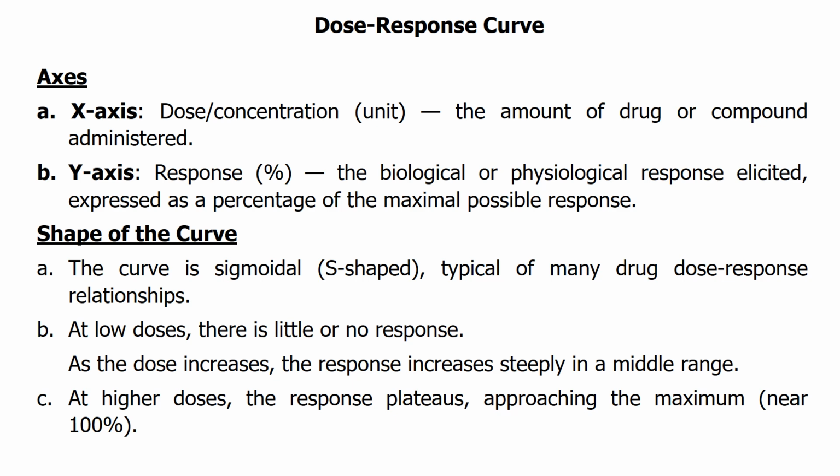First of all, let's examine the axis. The x-axis usually is the amount of drug or compound administered. The y-axis is the biological or physiological response observed as a percentage of the maximal possible response.